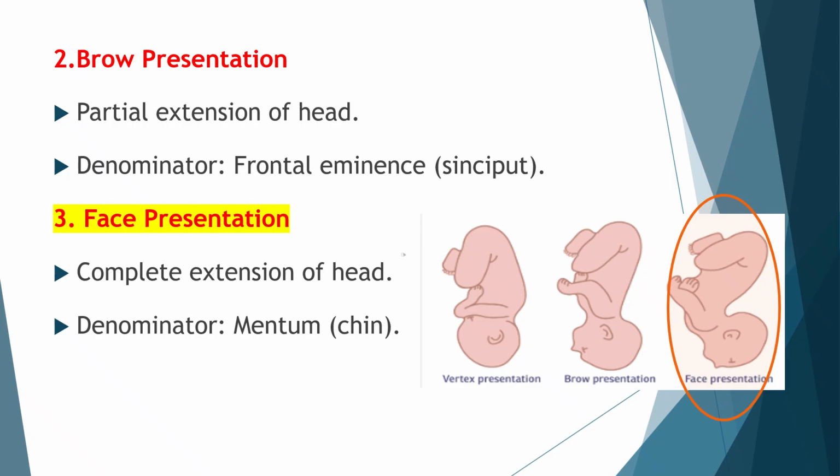In this type, the baby's head is completely extended, with the neck stretched backward. As a result, the face becomes the presenting part. The denominator for face presentation is the mentum, which means the chin. During vaginal examination, the examiner may feel facial features such as the mouth, nose, and chin. Face presentation is less common than vertex presentation and requires careful assessment during labor.